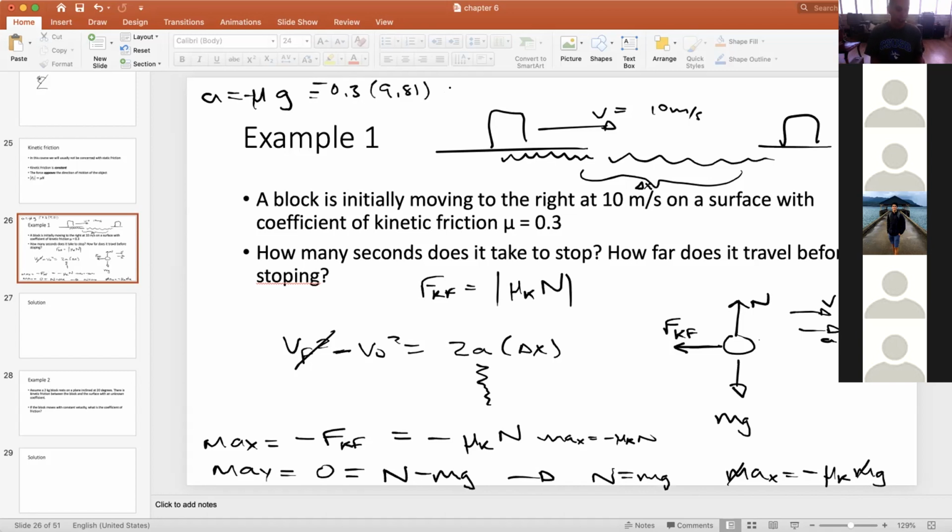So what do I get? Negative 0.3 times 9.81 is 2.943. Now that I have that, I can actually plug that in.